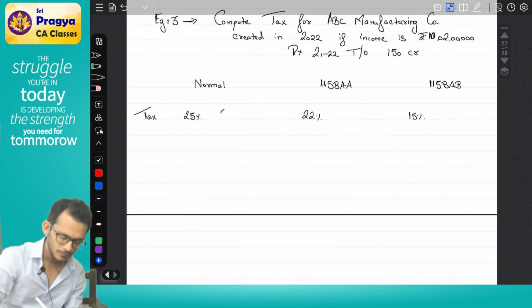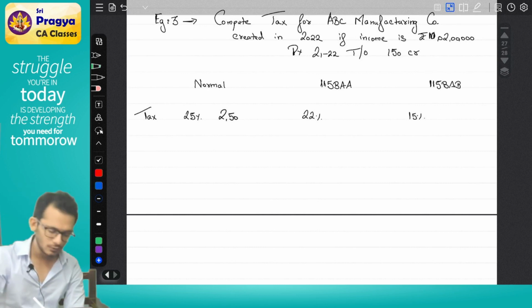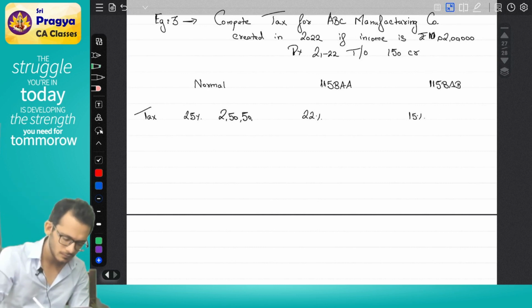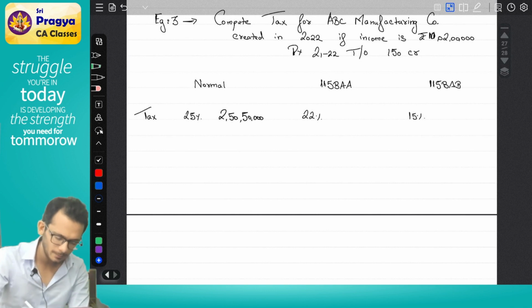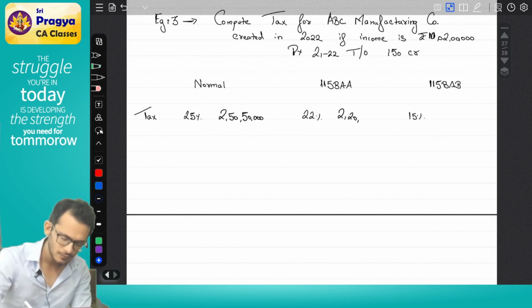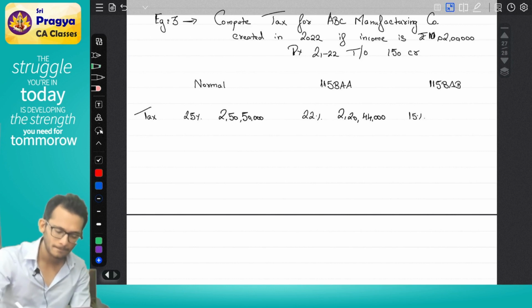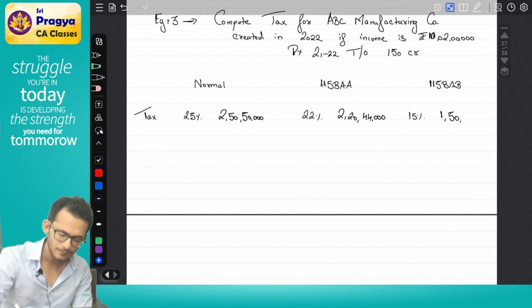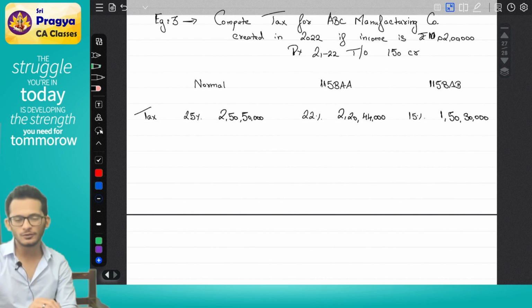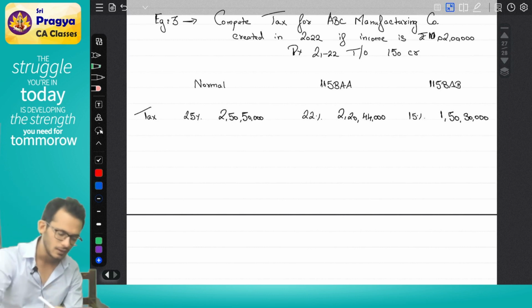2 crore 50 lakh 50,000. Okay, 22%: 2 crore 20 lakh 44,000. 15%: 1 crore 50 lakh 30,000. This is your tax. Do you have to do slabs and all? No, Rahul. No slabs and all for companies.